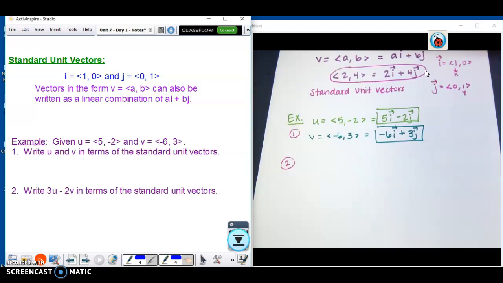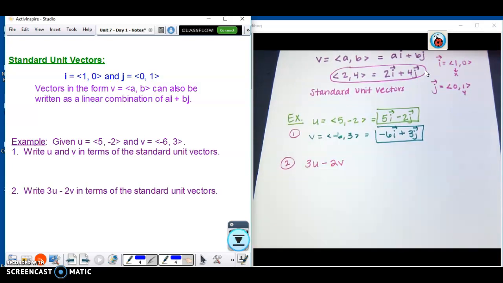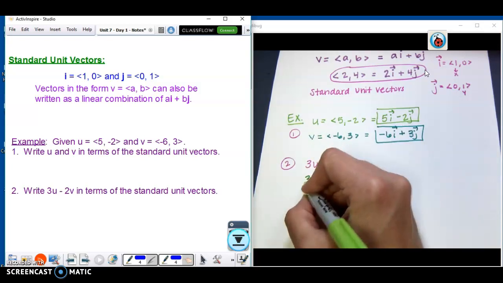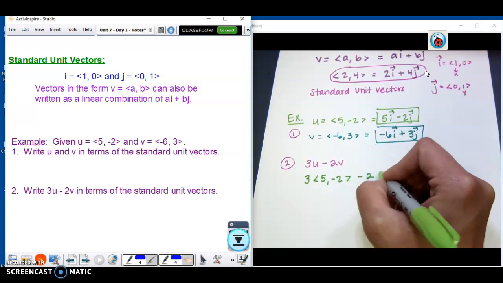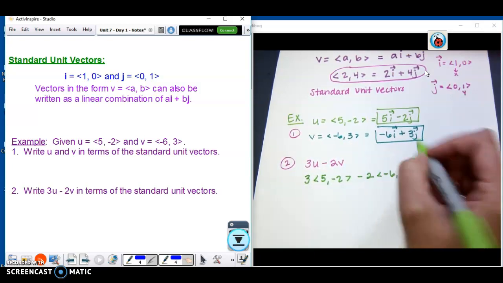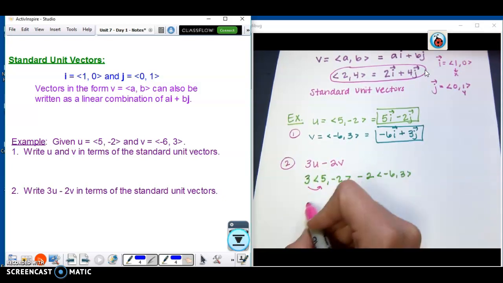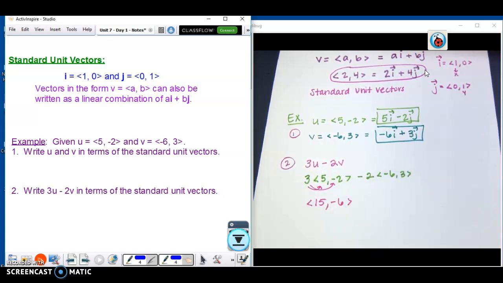So then for this second example, we want to write 3u minus 2v in standard unit vectors. So we're going back to the resultant vectors with the adding and subtracting and the scalar multiplication. So let's just do it the regular way first. So 3u is 5, negative 2, minus 2, and v is negative 6, 3. So remember, for scalar multiplication, if you have the number out front, you can just multiply it in. This will be 15, negative 6.